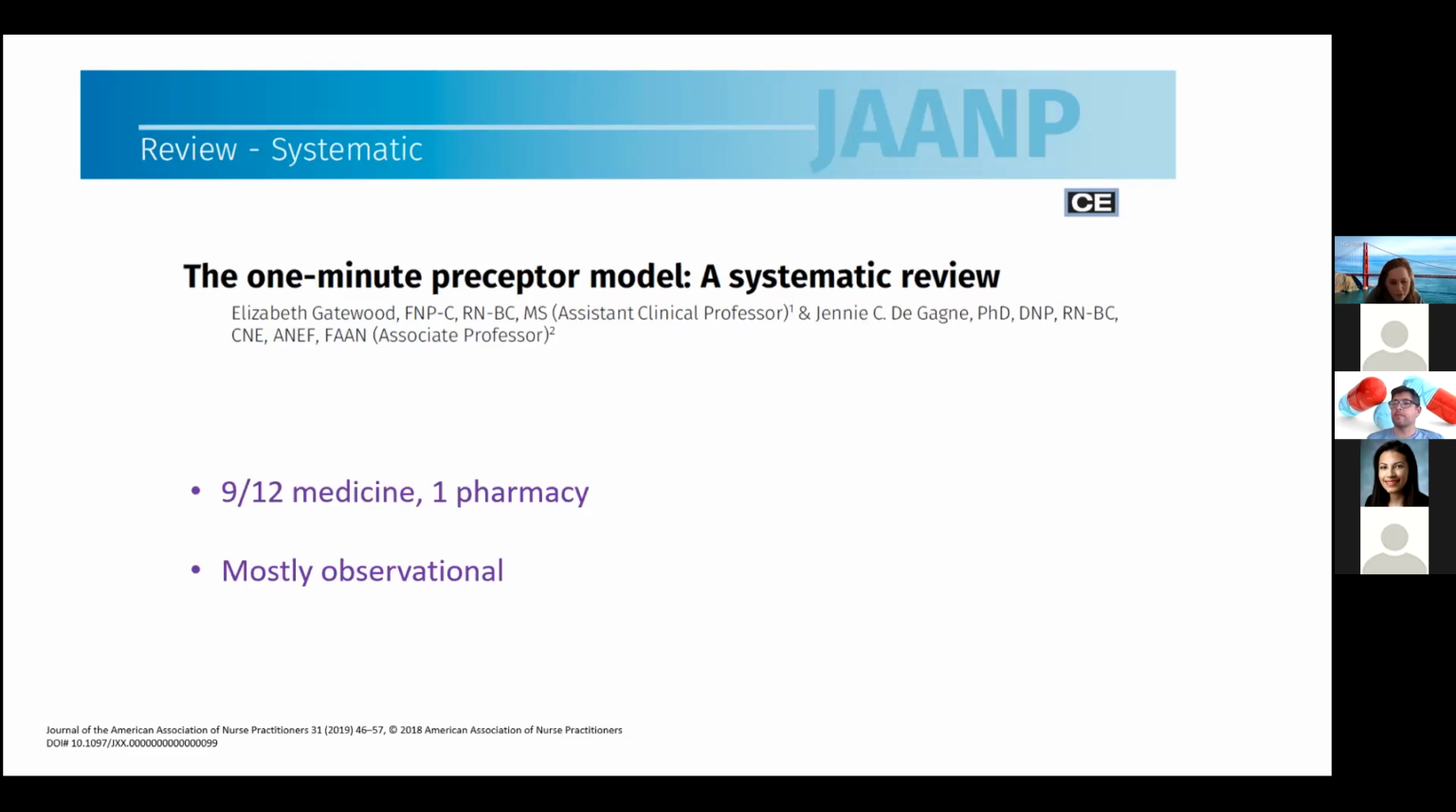They're mostly observational. I think the quality is pretty meh, moderate if you really were to assess it. The samples they used were convenient samples in a lot of the studies. They really tested out preceptor beliefs, learner beliefs. The tools may not have been validated. The outcomes were inconsistent.